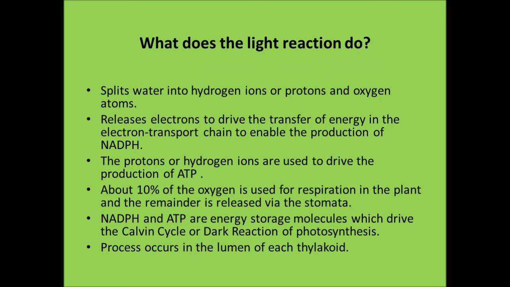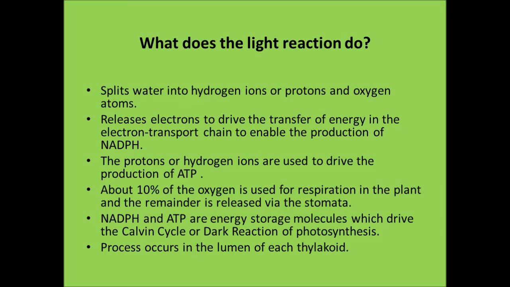The light reaction, as the name suggests, is the part of the photosynthetic process whereby light energy is used to split water into its component molecules of hydrogen and oxygen in an oxidation process, which then releases two electrons from the water molecule that will form part of an electron transport chain that culminates in the production of NADPH and ATP, two energy storage molecules that will drive the next part of the photosynthetic process, namely the Calvin cycle or dark reaction.